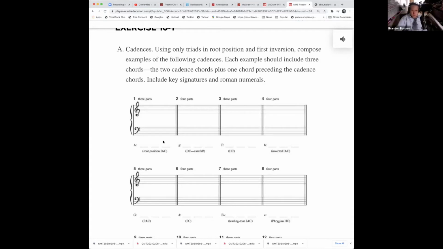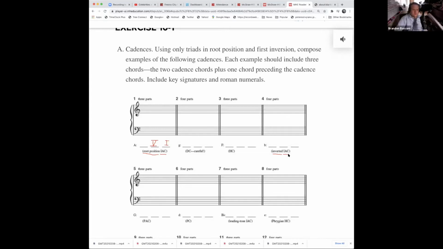Okay. What chords do we need? Let's start with that. 5-1. True or false? Both of these chords have to be in root position to have an IAC. False. Yeah, to have a root position IAC, they both need to be in root position, but to have an inverted IAC, one of them is not going to be. The 5 probably is not going to be. You with me? Okay.